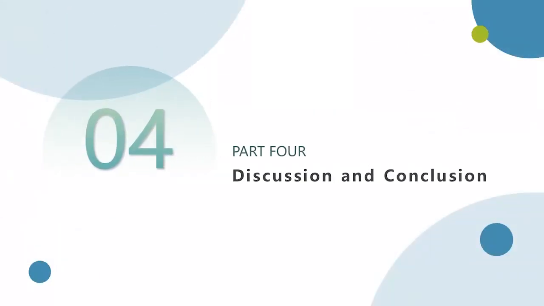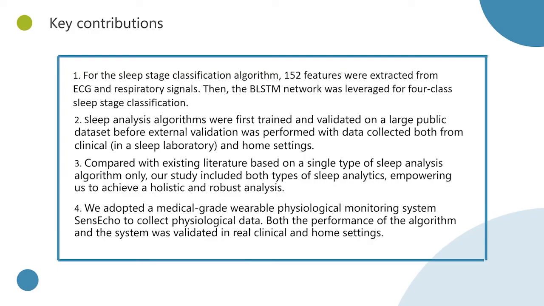Part 4 is discussion and conclusion. Our key contributions are summarized as follows. 1. For the sleep state classification algorithm, 152 features were extracted from ECG and respiratory signals. Then the BRSTM network was leveraged for four-class sleep state classification. 2. As for the sleep event detection algorithm, a new method was established to automatically detect sleep apnea or hypopnea by thoracic and abdominal respiratory movements.